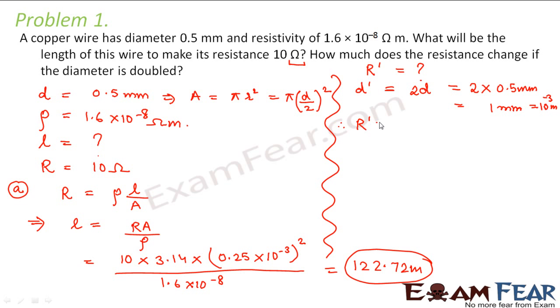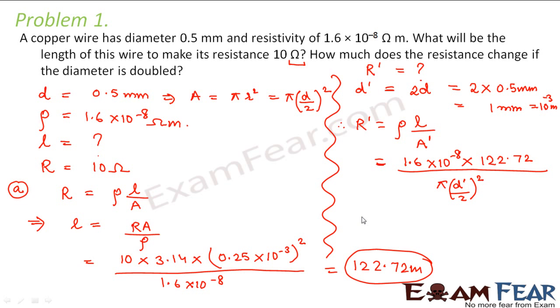So therefore, the new resistance will be equal to rho L divided by A dash. Now here the diameter is doubled, so this will not affect the length at all. So this becomes equal to, what is rho? Rho is 1.6 into 10 to the power minus 8. What is L? L has been calculated as 122.72. A dash would be equal to pi R dash square. So pi R dash square would be pi (D dash by 2) whole square.